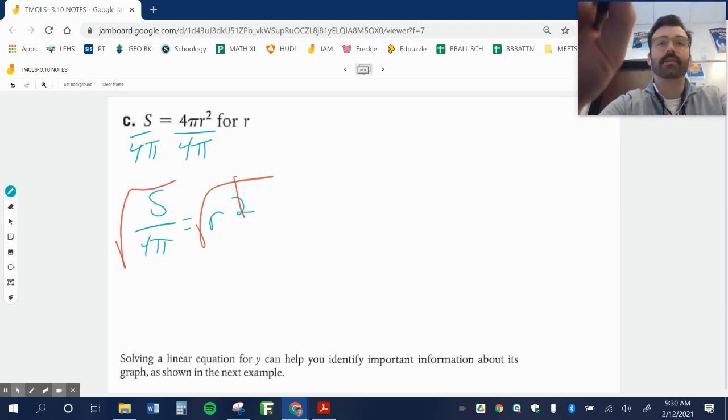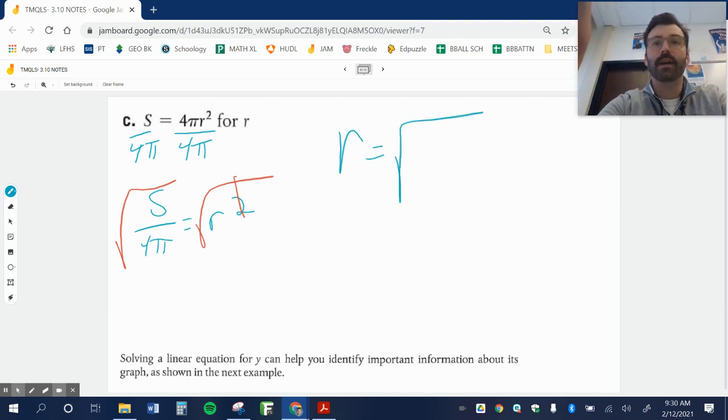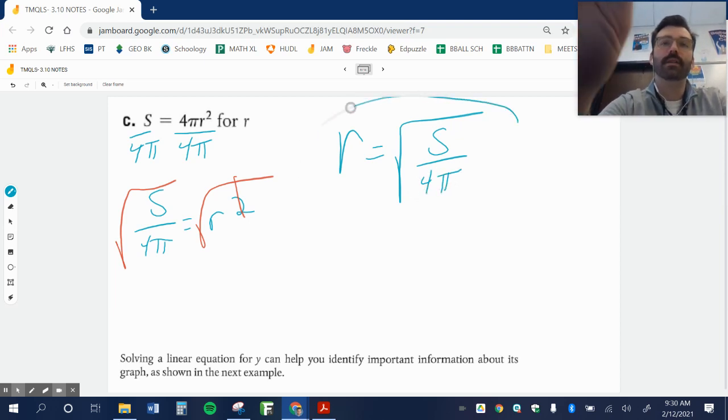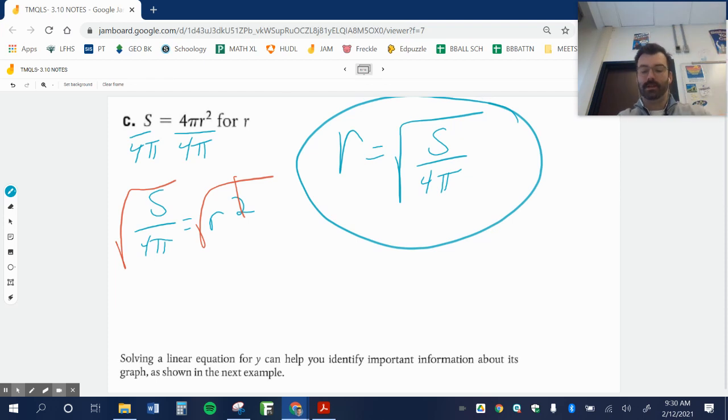Now, technically, you're not allowed to have a square root in a denominator. I would have to rationalize, but I'm not concerned about that right now. I'm more concerned about our ability to solve for the variable. I would just leave it like that. That's the best way to do it.